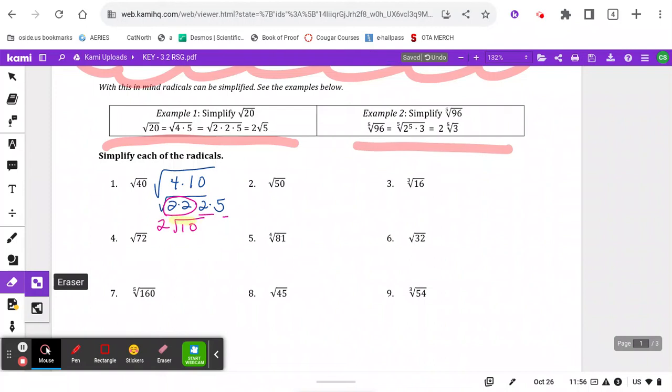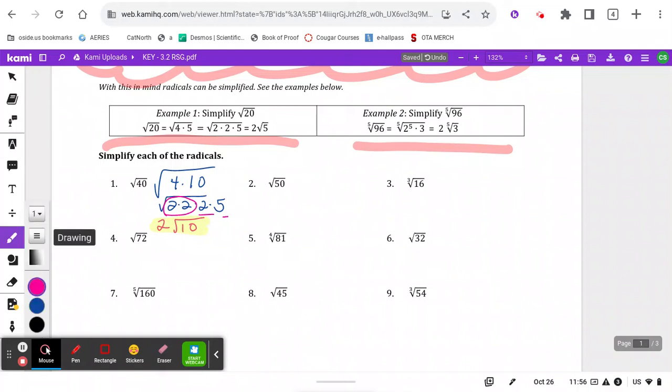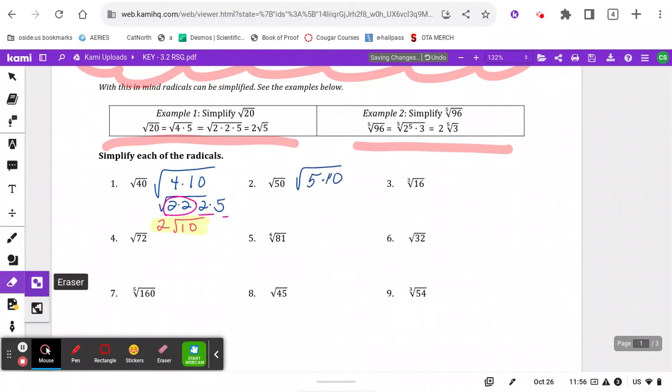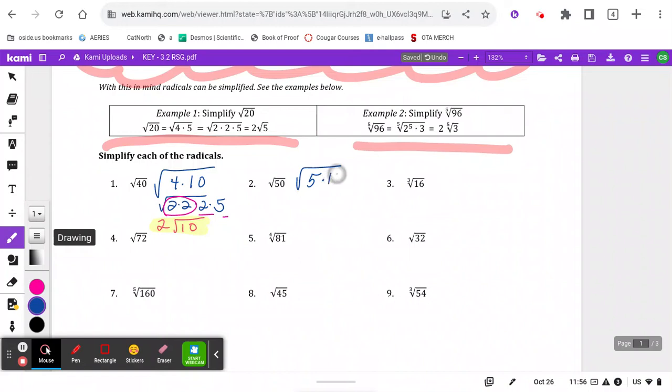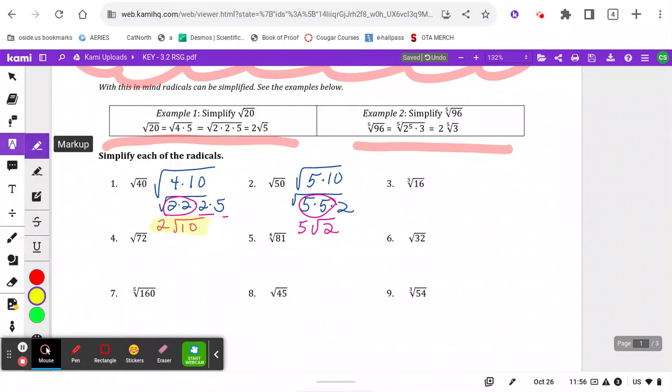How'd you do? All right, next one is root 50. Pause the video, try it. Maybe you thought of 25 and 2, maybe you thought of 5 and 10, but then break it down a little bit further. 10 is 5 times 2. Now we look for our pairs. If there's a pair of 5's, a 5 comes out, and the square root of 2 has no pair, so it stays inside. Pause the video, try the next one.